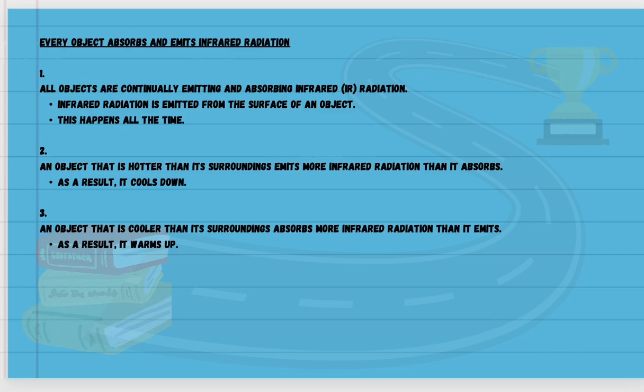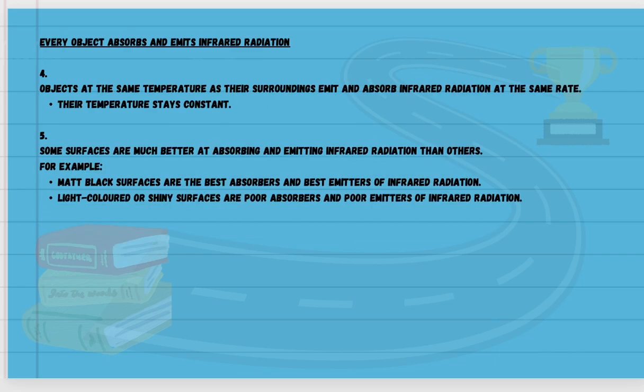An object that is hotter than its surroundings emits more infrared radiation than it absorbs. As a result, it cools down. An object that is cooler than its surroundings absorbs more infrared radiation than it emits. As a result, it warms up. Objects at the same temperature as their surroundings emit and absorb infrared radiation at the same rate. Their temperature stays constant.